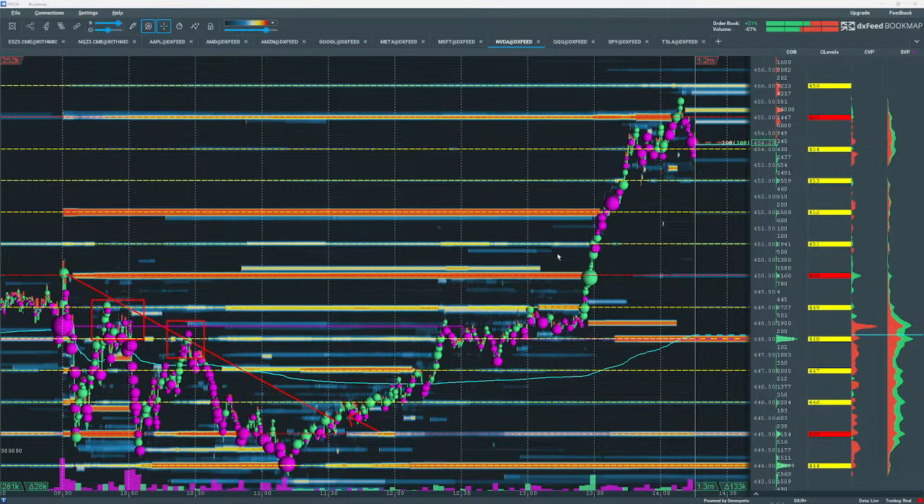Note these levels of high liquidity. This is resting liquidity. So in the case this morning, these were resting limit sell orders. These levels of high liquidity act as magnets for price.